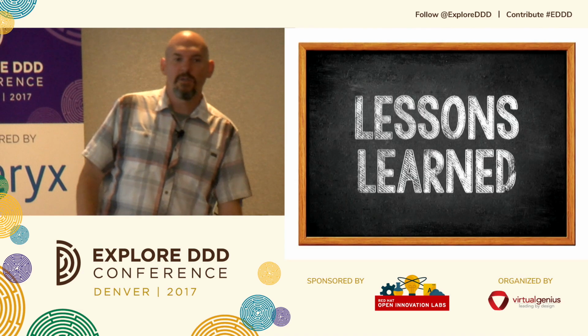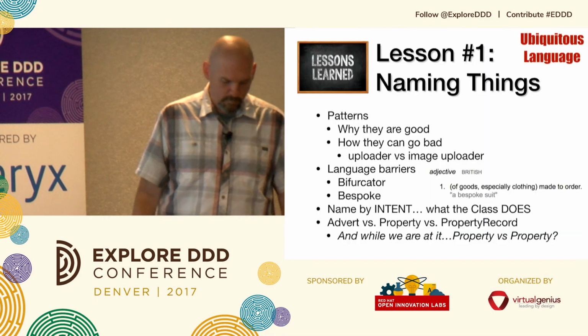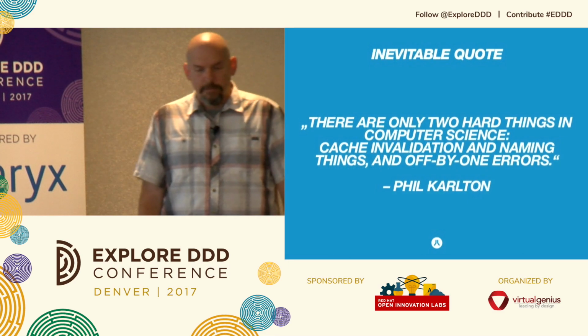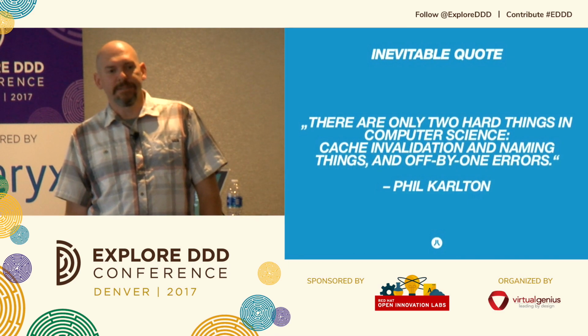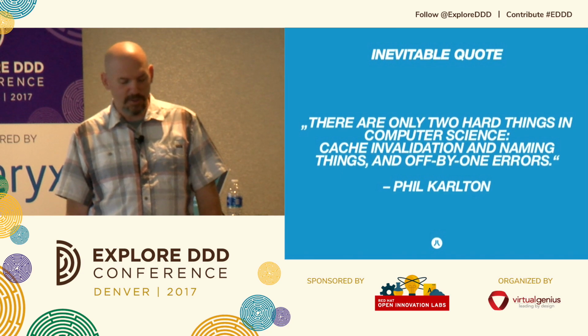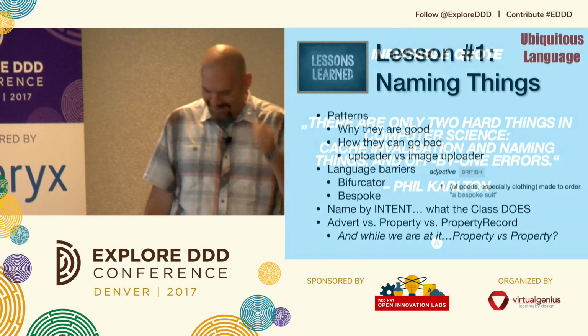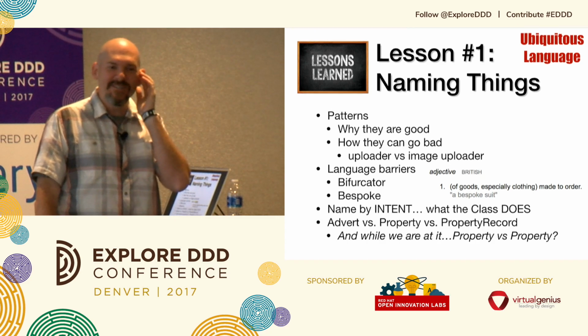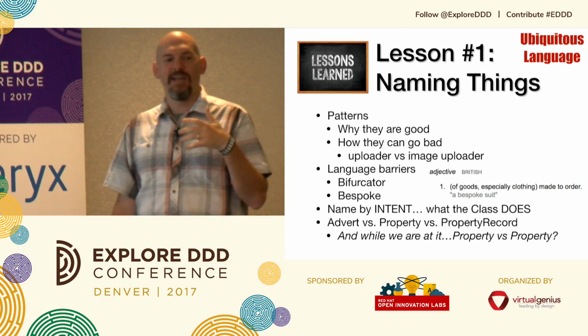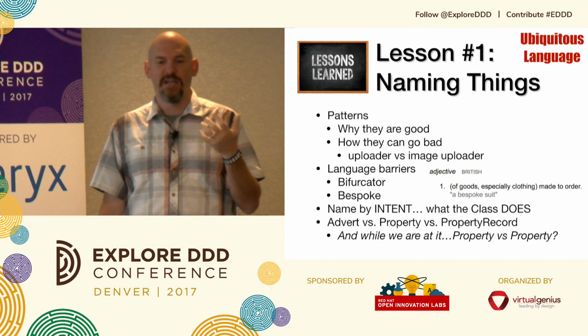Okay. So let me touch on those lessons learned. Naming things. It's hard. So are off by one errors. Ubiquitous language. We all know that term. Eric talked about it last night. It is so important to name things well, but it is also such a challenge.